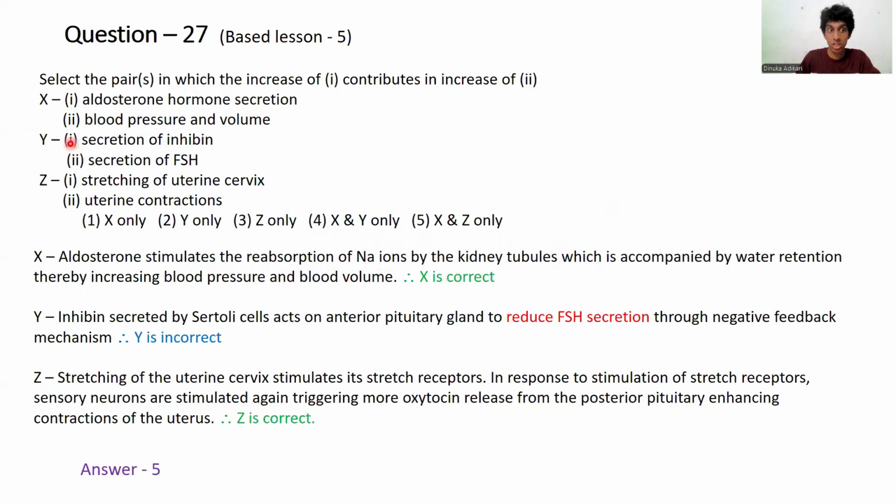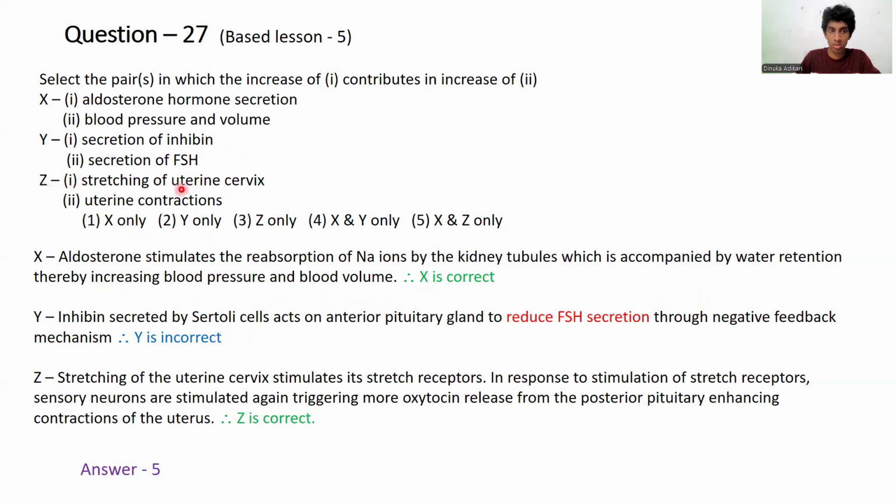Y. 1. Secretion of inhibin. 2. Secretion of FSH. So the inhibin secreted by Sertoli cells acts on the anterior pituitary gland to reduce FSH secretion through a negative feedback mechanism. So that means when inhibin is increased, FSH is decreased. So therefore, Y is incorrect.